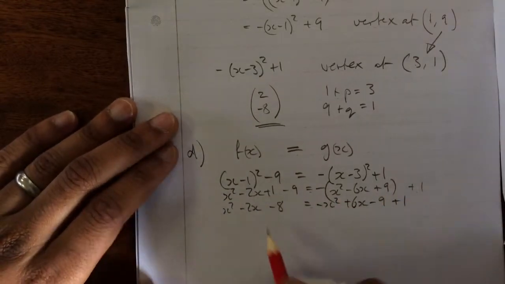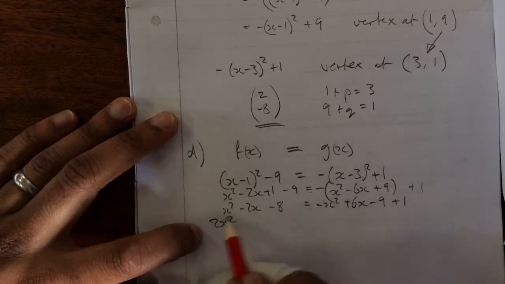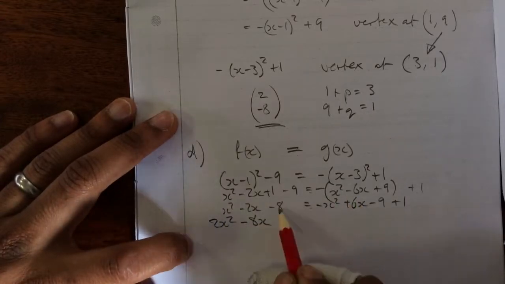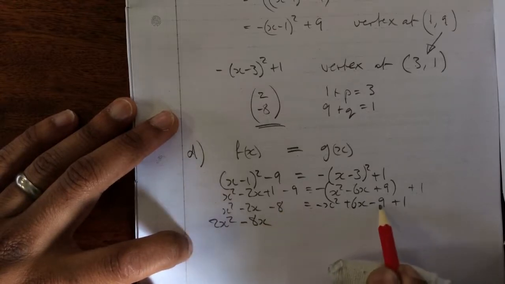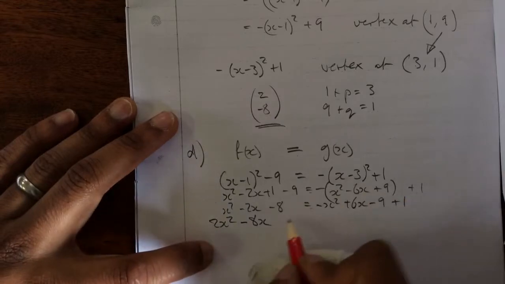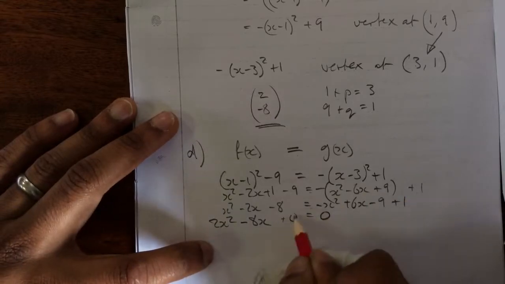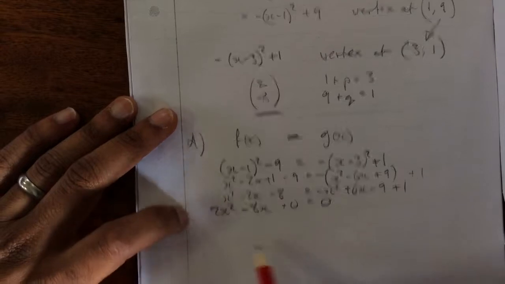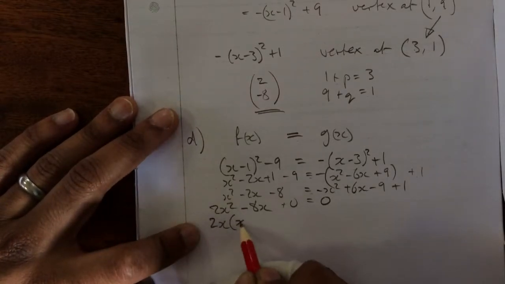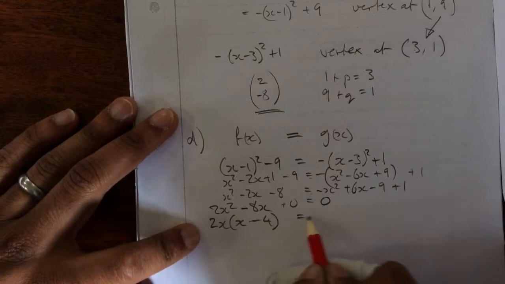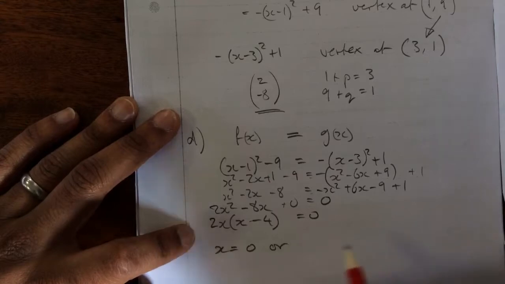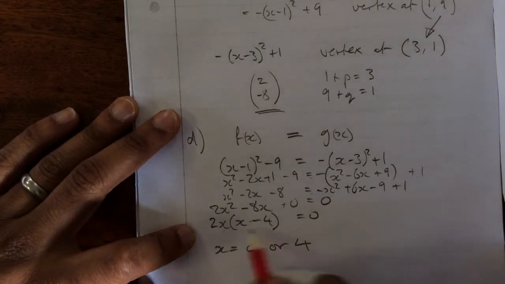Okay, so bring everything to one side: 2x squared, then minus 2x minus 6x is minus 8x, minus 8 plus 9 is 1, and then minus the 1 is 0, plus 0 equals 0, so we don't need that 0 there, but it just shows us. So now factorise this: 2x comes out, we've got x minus 4 equals 0, so x is equal to 0, from this one, or 4 from this.